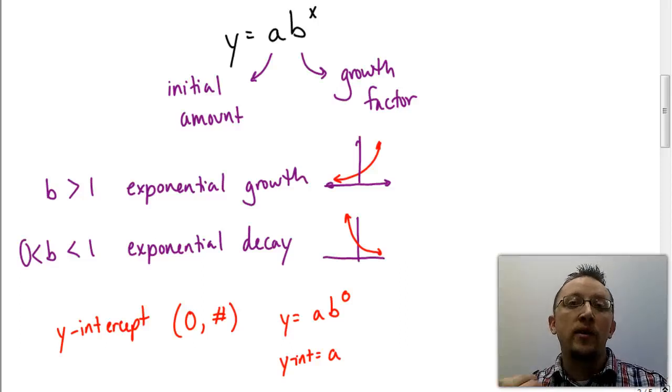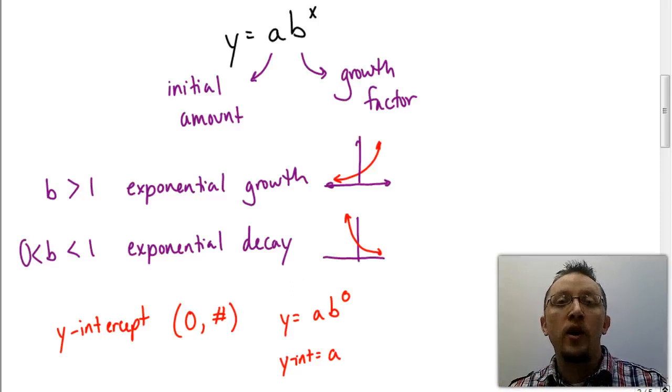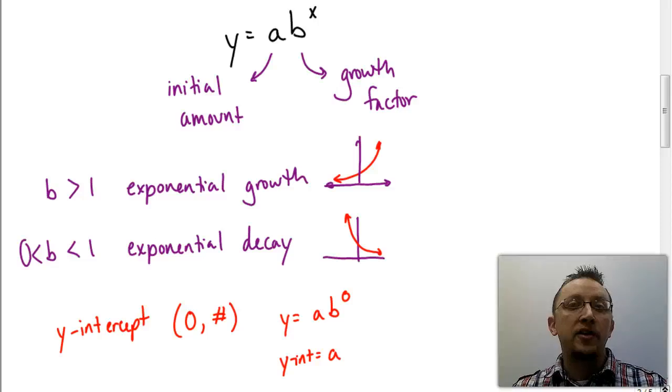So knowing that if b is a number larger than 1, the graph is going to be increasing as x increases. Or if b is between 0 and 1, so if it's a decimal like that, between 0 and 1, or a fraction between 0 and 1, then you know that the graph is going to be decreasing over time. So that tells us the shape of the graph.